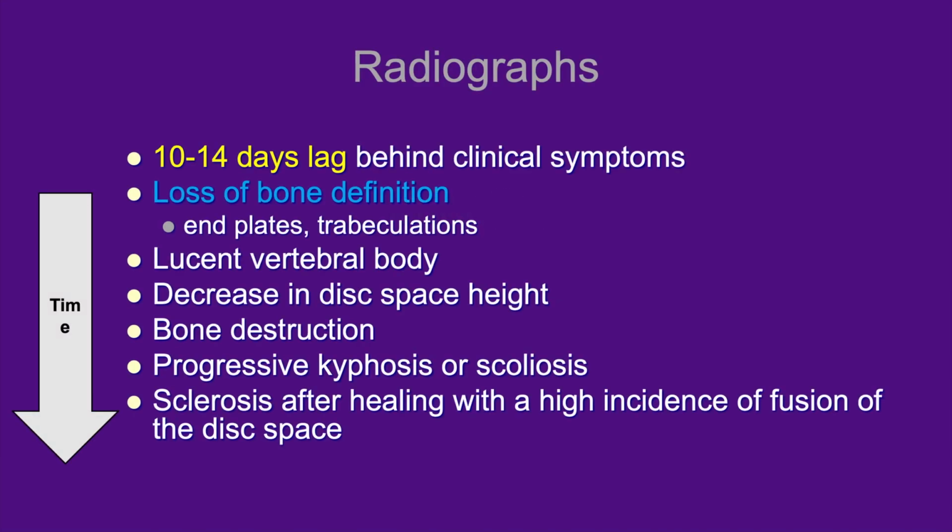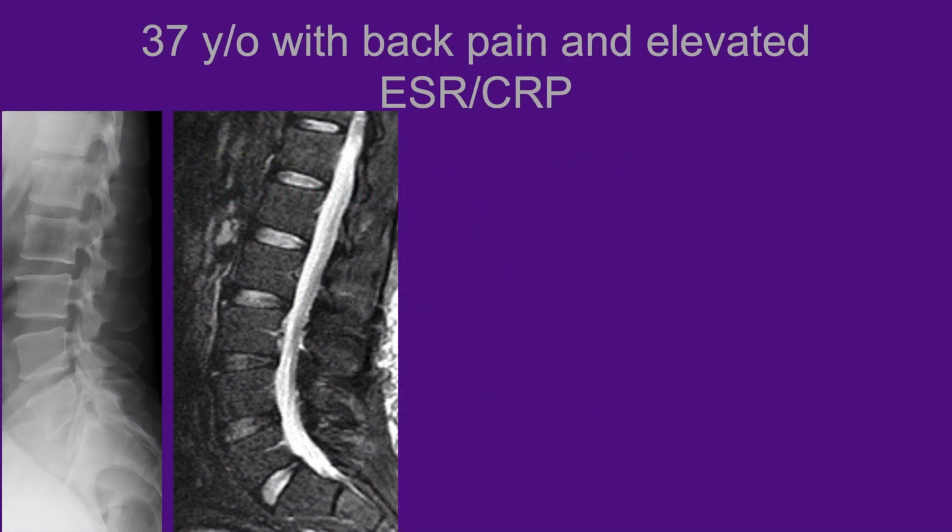It's important to note that the radiographic findings of infection in the spine may be somewhat delayed, lagging behind the disease process by 10 to 14 days. We're looking for loss of bone definition with erosion of the end plates, lucency within the vertebral body, loss of height of the disc space, bony destruction, progressive kyphosis or scoliosis, and in the healing phase, increased sclerosis.